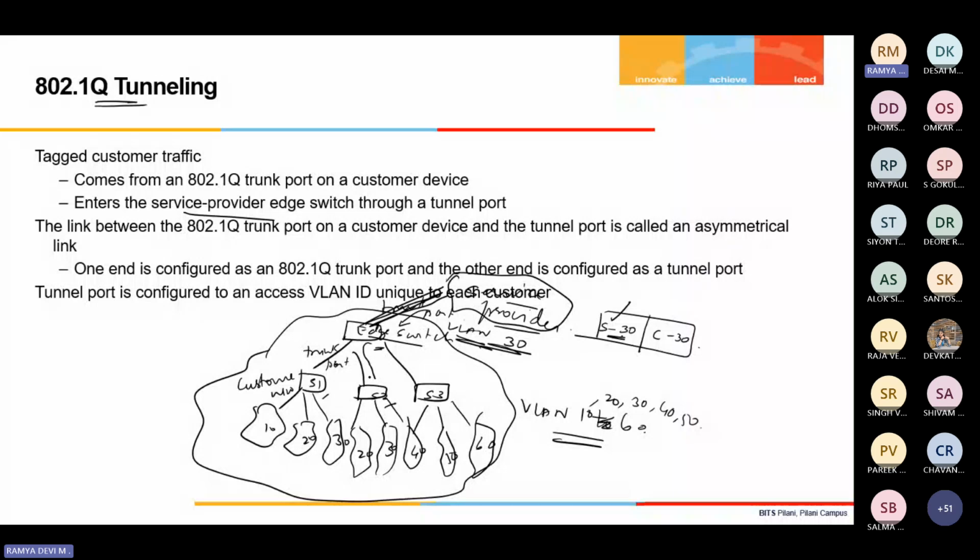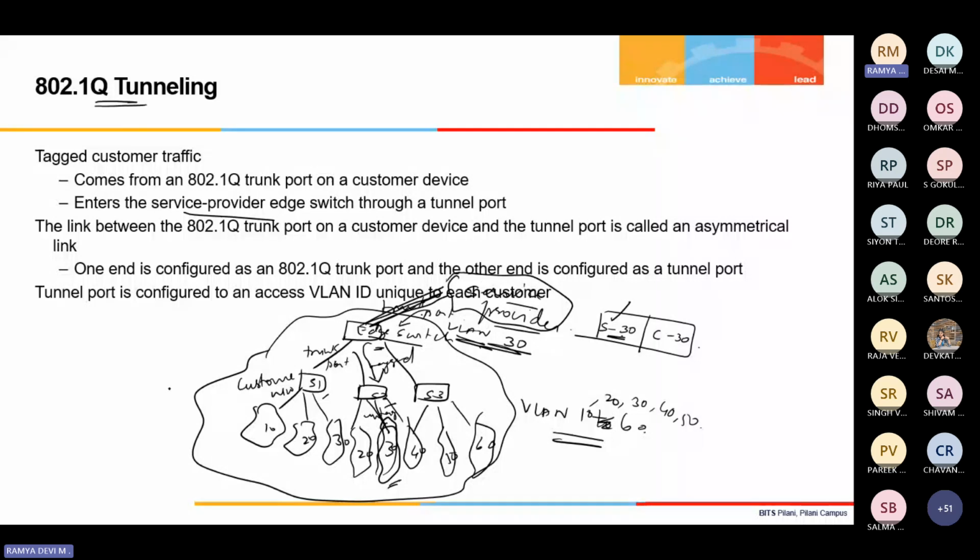So this will be untagged information. Here it will be the tagged information. Together here also it will be tagged information. One end will be connected to the customer's 802.1Q trunk port, so this is the trunk port. On the edge switch, one end will be connected to the customer's port, and the other end will be connected to the provider's tunnel port.